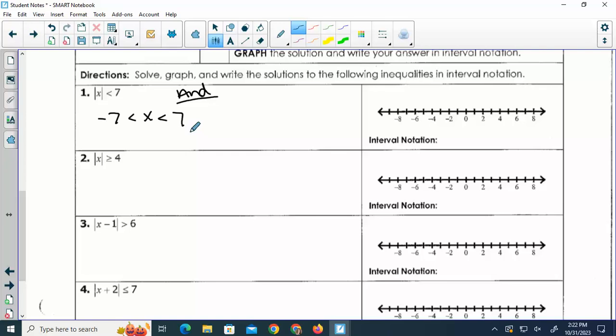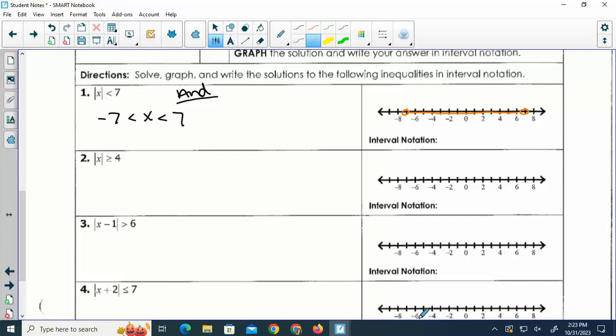If I go to graph this, we know from the last several days when we have an and, what should our graph look like? Yep, they should collide. It's just in between two numbers. Open or closed circles? Open. So we would have an open circle at negative 7, open circle at positive 7, and we're just in between. The absolute value of x was less than 7. The distance from 0 was smaller than 7. So it's just the things in between those numbers.